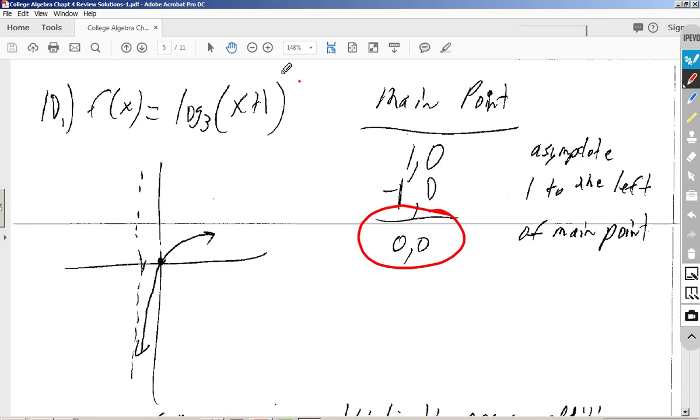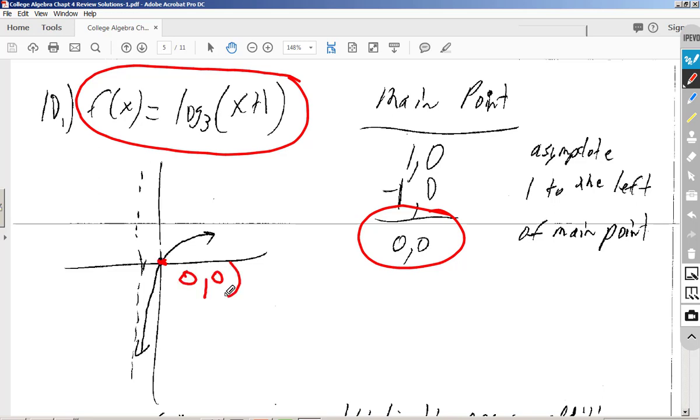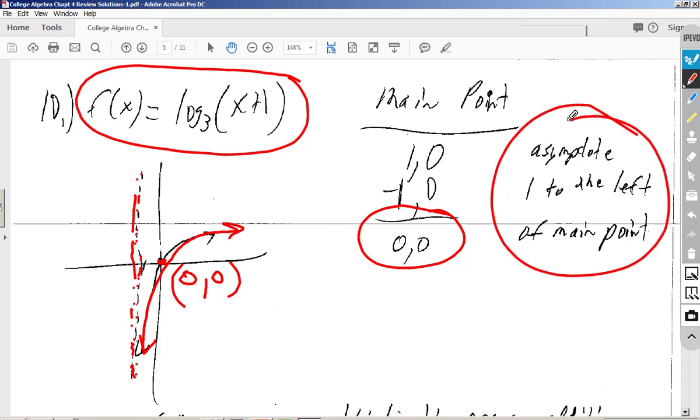So to graph my equation, f of x equals log base 3 of x plus 1, I'm going to make my main point right here at 0, 0. My asymptote is sitting 1 behind it. So I'll try and put it in here a little bit. Sometimes it doesn't work too well with this annotator. And then I just draw in my graph, and that's what it'll look like. So that is the graph of f of x equals log base 3 of x plus 1. So don't forget, the asymptote is 1 to the left of your main point.